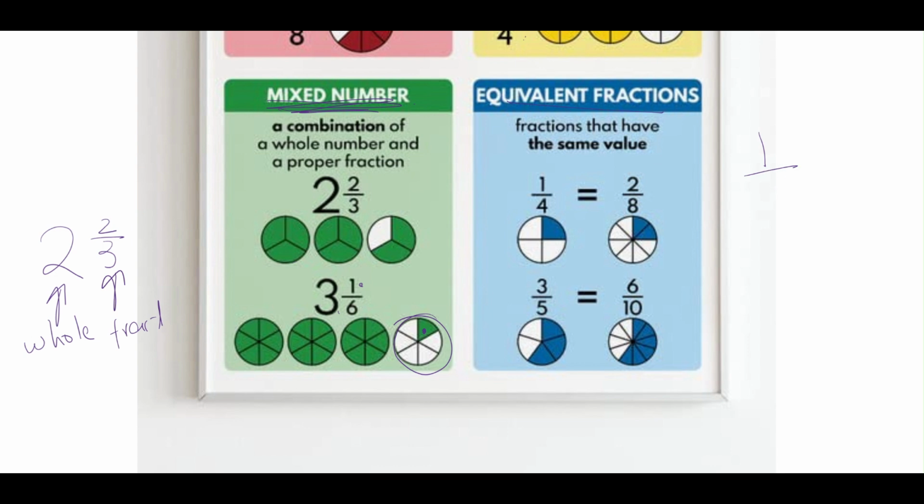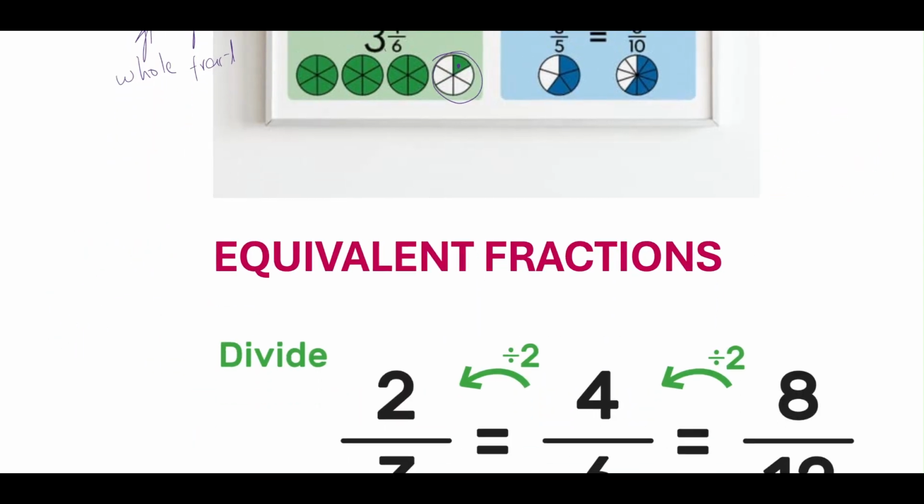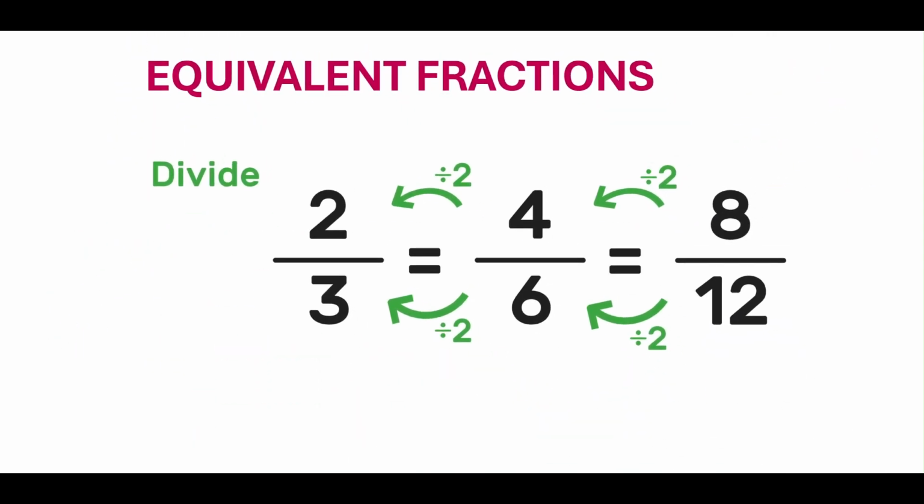Let's say I take the example of 1/4 and I times it by 2. I get 2/8, which means they both are equal. Whatever I do to the top, I do the same to the bottom. 3/5 is equal to 6/10. Let's look at some examples here for equivalent fraction.